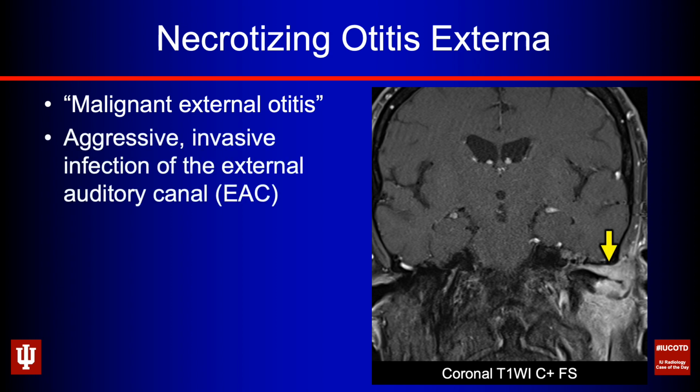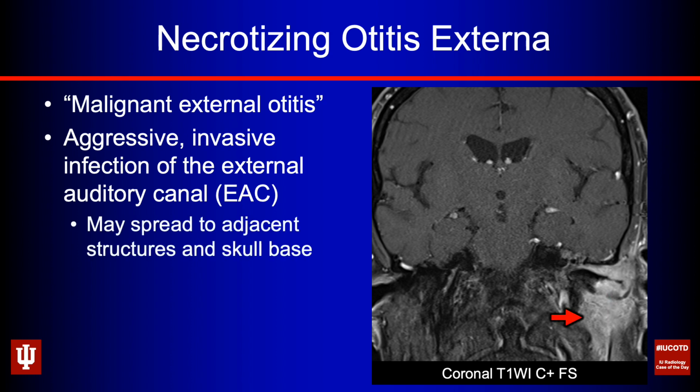So what is it? Well, this is an aggressive invasive infection of the external auditory canal. You can see it denoted here by this yellow arrow. We see all of that soft tissue thickening within the EAC. It's avidly enhancing, and then it's sort of extending out and laterally as well, and you can see all this phlegmon surrounding it where the red arrow is at, because this can actually spread into the surrounding soft tissues as well as cause osteomyelitis of the skull base. So we'll talk more about those things on the coming slides of where all you need to look.